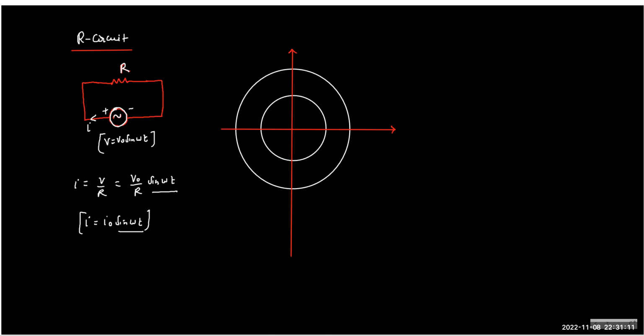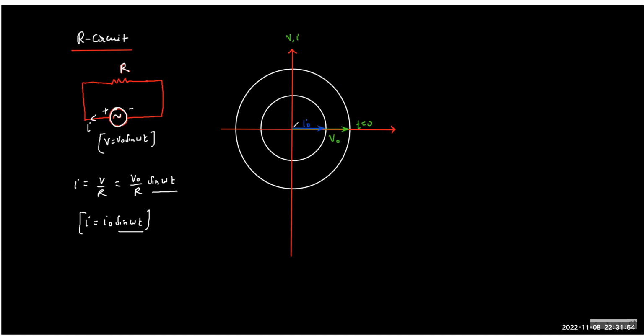So if you represent voltage by this big line, and call this V naught, because we always take the radius equal to the amplitude, then current will always align itself parallel to this line, because both are following the sine function. The only difference will be the length, the length of the amplitude.